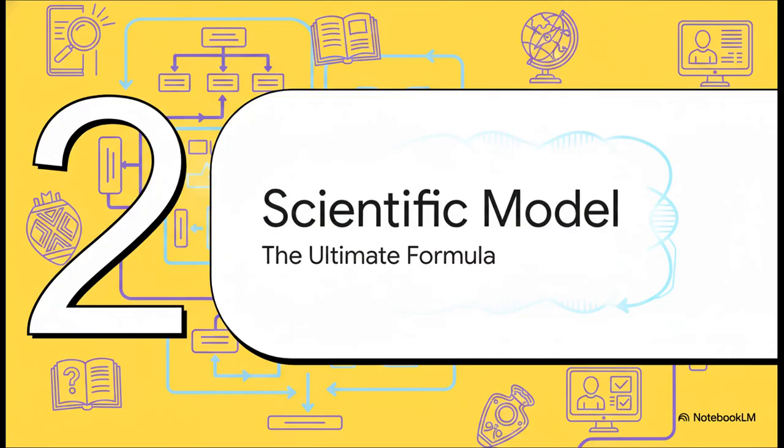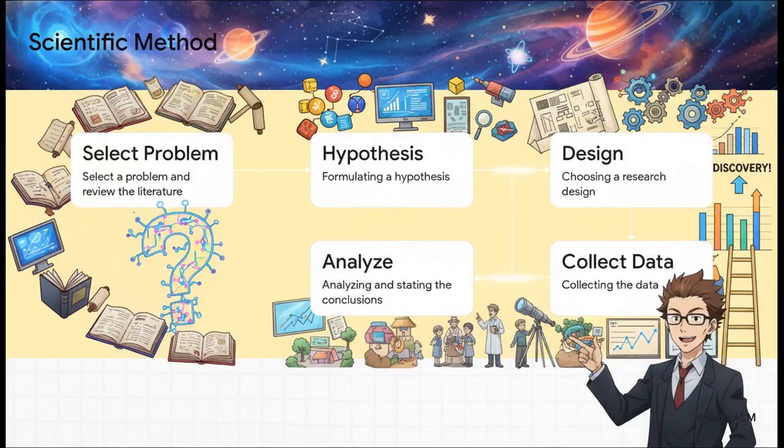Moving right along to Section 2, the scientific research model, the ultimate formula. So, what exactly is this appropriate way we keep talking about? Well, whether you're studying distant galaxies or a remote human village, researchers basically follow a universal blueprint. Now, the source text breaks this down into 7 distinct phases, but we can easily group them into these 5 core steps. Step 1, you select a problem and review the literature. You gotta know what's already been said, right?